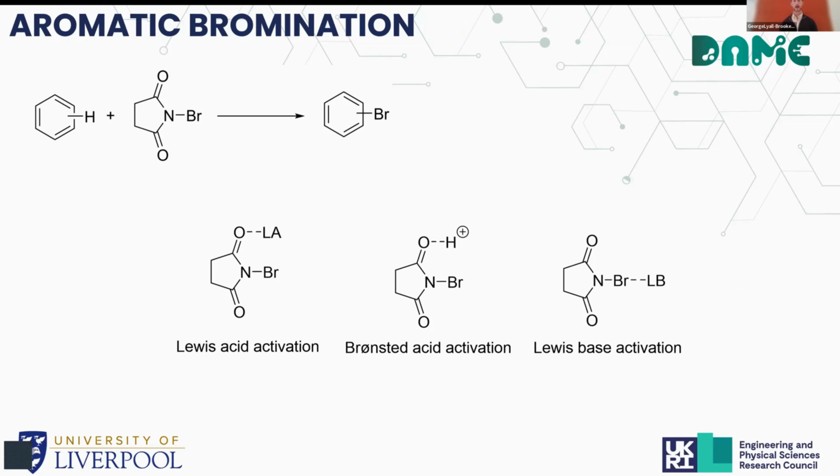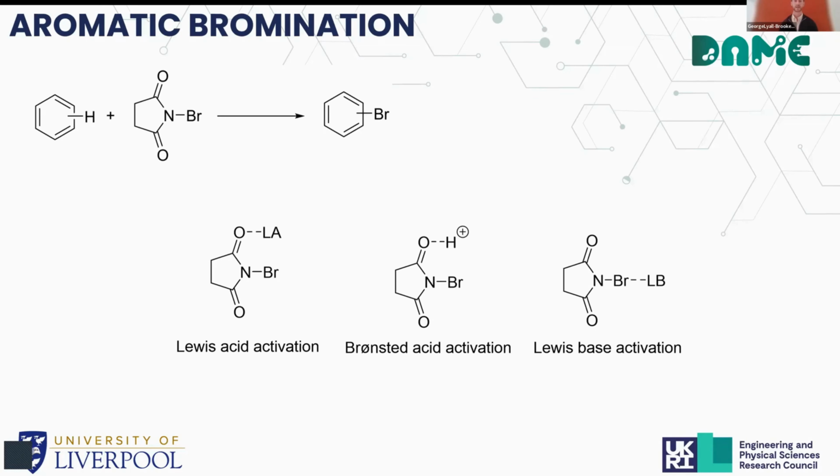When conducting aromatic bromination, particularly with NBS, if you don't have an activated aromatic, in the form of the presence of an electron-donating group, you typically need to activate your brominating agent to facilitate the transformation. This can be done primarily through three methods that are outlined here on the screen. The first is Lewis acid activation. This works by coordinating with either one or both of the carbonyls on the NBS molecule, which then activates the bromine to be attacked by the aromatic ring to facilitate the transformation.